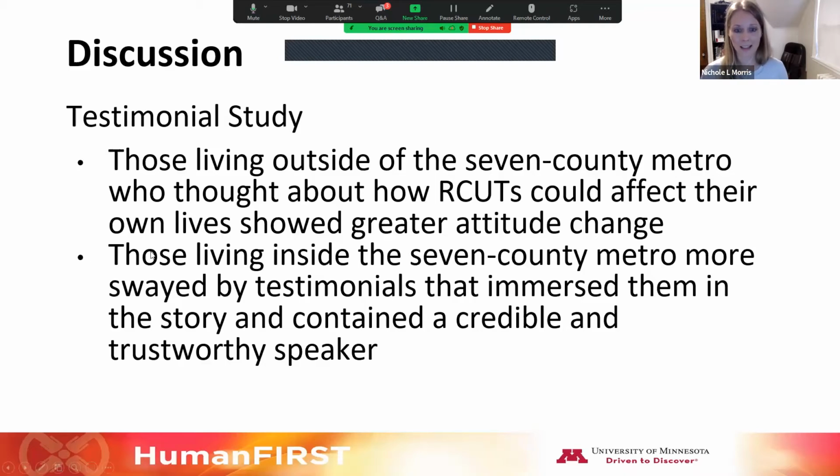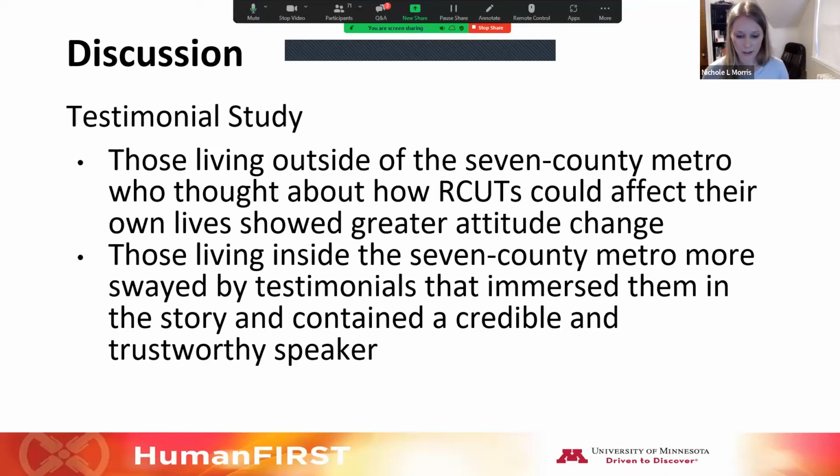Now, people inside the 7-county metro tend to be more swayed by testimonials that immerse them in the story and contain a credible or trustworthy speaker. So they really liked Art. They liked Sheriff Delwu pretty well.